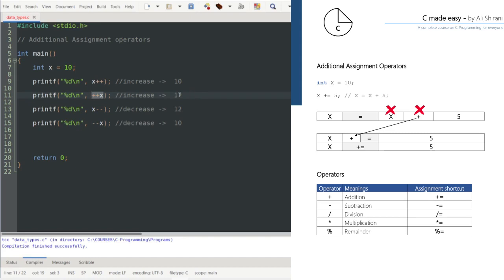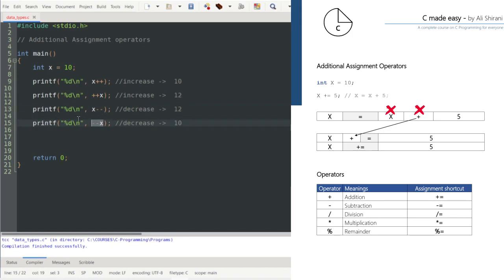It became 12. Then in here we said x should decrease by 1 after the statement is executed, and the printf has used the variable x. So the x was decreased after the printf statement has used it. So it was 12 already, and 12 was printed out, and then after the statement, it was decreased. It became 11.